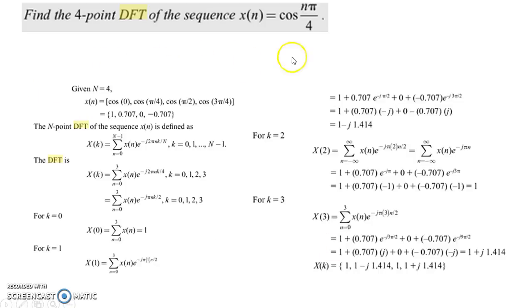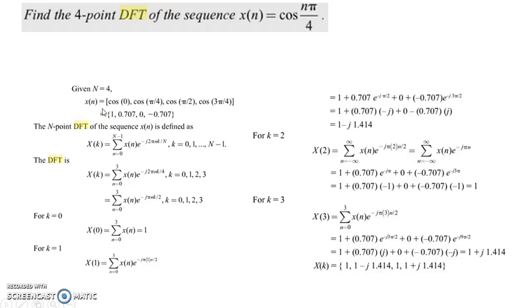Now we are looking at a numerical, where we are trying to evaluate a 4-point DFT of the given sequence x of n is equal to cos n pi by 4. Now, it is already mentioned that it is a 4-point DFT, which means your capital N should be equal to 4.